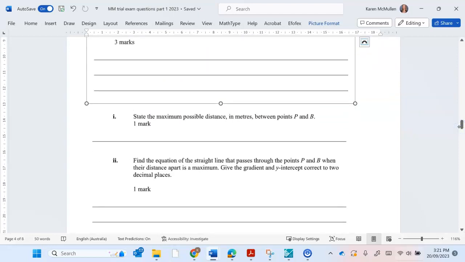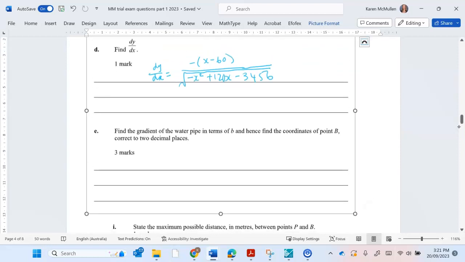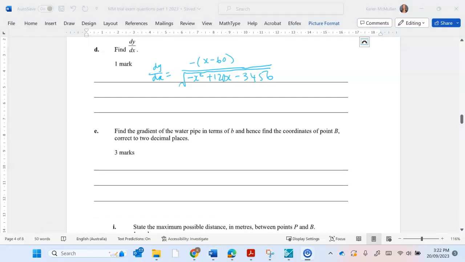All right, oops, let's skip a question. Find the gradient of the water pipe in terms of B, and hence find the coordinates of B correct to 2 decimal places. Whenever you see the term gradient, and this is worth 3 marks, just think there's several ways you can find the gradient. So going back to year 9 maths, you can do your rise over run if it's a straight line.